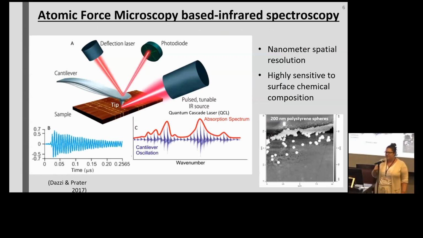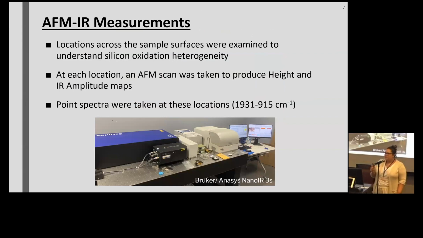So after the experiments, we use the AFM-IR. Now, I don't have a lot of time to go into this, but the important things to note is that using AFM-IR, we get nanometer spatial resolution, and we get high sensitivity to surface chemical composition. So we're really getting the spatial information that we need, understanding how heterogeneous the surface is after oxidation. With the AFM-IR, we look at different locations across the surface of the sample, and at each location, we produce height and infrared amplitude maps, and then we also take point spectra.